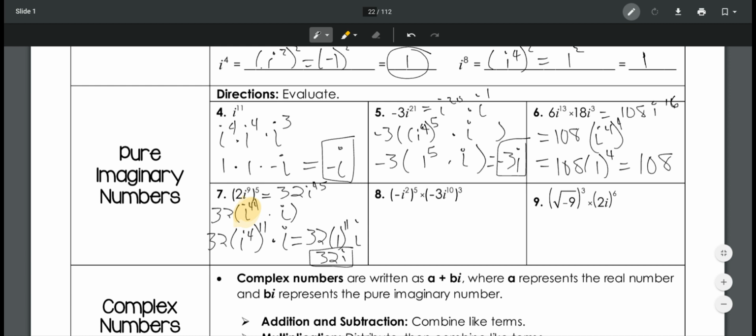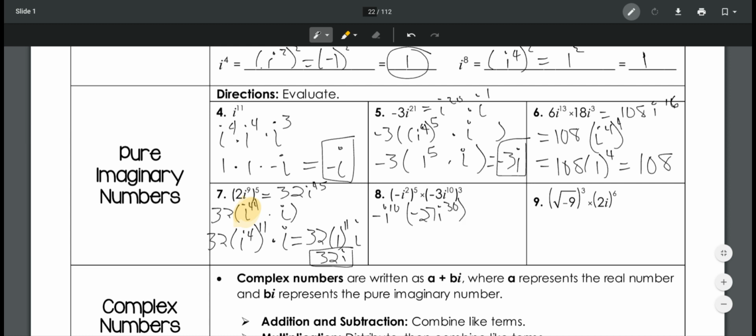In number 8, you've got a combination of things going. You have to use your power property of exponents and then your product property, and then we're going to turn around and kind of undo all of that. So in the first part, negative i squared to the 5th power stays negative i to the 10th power, and we're going to multiply that by negative 3i to the 10th raised to the 3rd power, which gives me negative 27i to the 30th power.